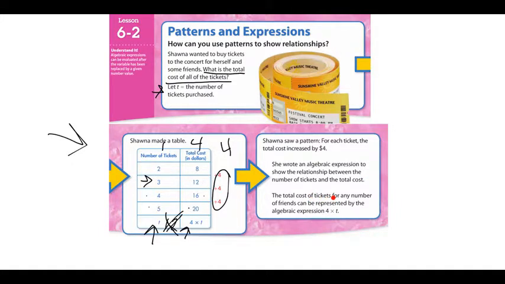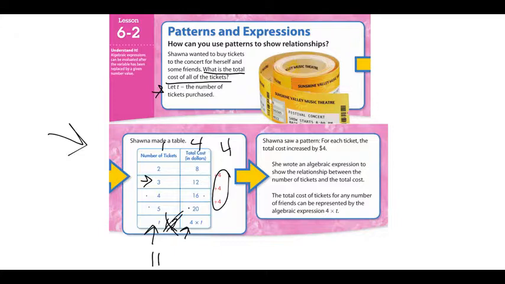The total cost of tickets for any number, whether it's 100, 1,000, 999, for any number of friends can be represented by the algebraic expression 4 times T. So like I mentioned, T could be any number. So let's say it was herself and 10 friends. So that means there would be how many people or how many tickets? If you said 11, you were right. Okay, and you can try this with any number and see what you get.